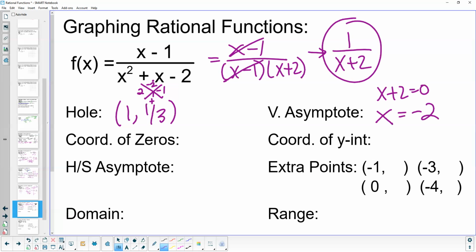Now that's why we want to find the hole first, because we can actually simplify the problem a lot earlier. In this case, we do not have any zeros because our numerator is a constant. The coordinate of our y-intercept is going to be what happens when we put 0 in, so 1 divided by 0 plus 2, and we end up getting the point (0, 1/2). Our horizontal asymptote, because the bottom is actually bigger than the top, is automatically going to be y equals 0 based on that pattern here.